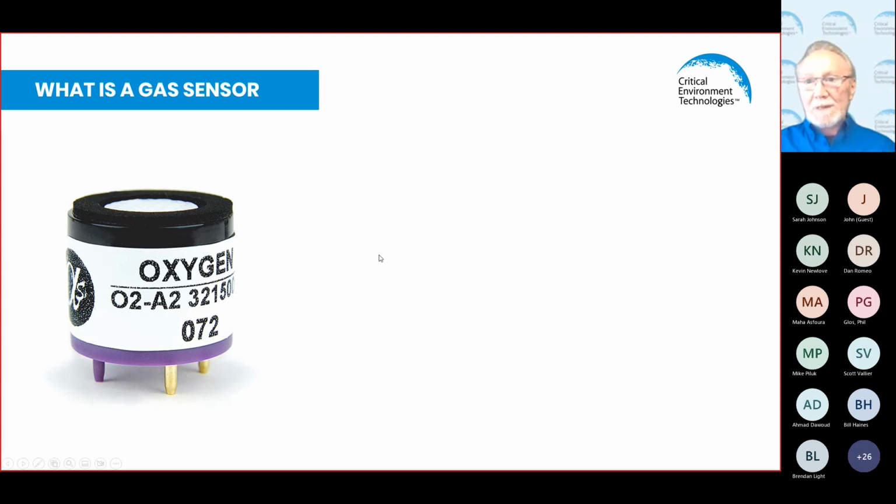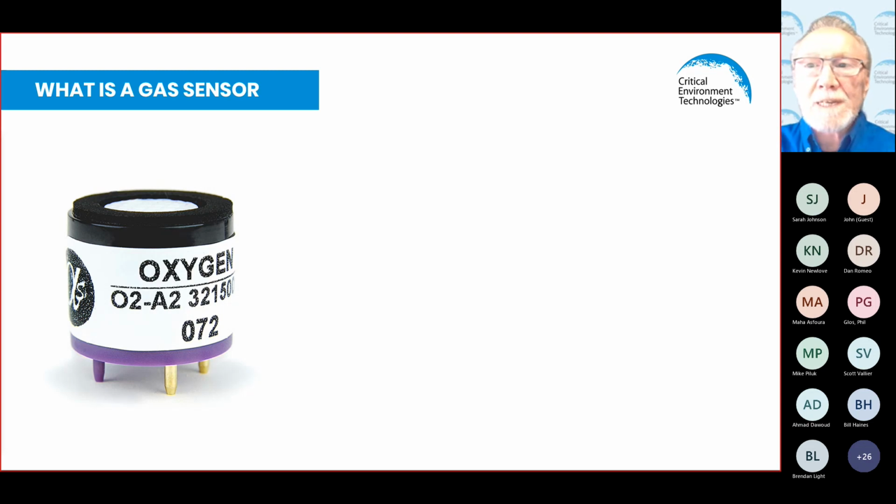Now, on the screen right now, on the left side, I've got a picture of an oxygen sensor. That oxygen sensor is approximately the size of a 25-cent piece in diameter. It is filled with an electrolyte. That electrolyte in quiescent state, in other words, when there's no voltage or current flowing through that sensor element, is much more of a gel, almost a solid gel.